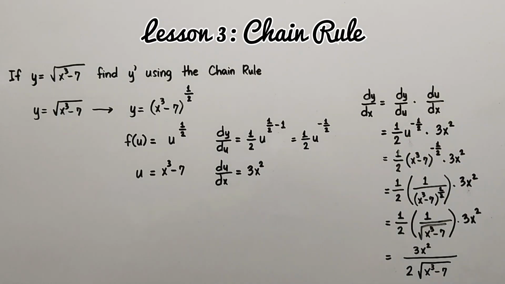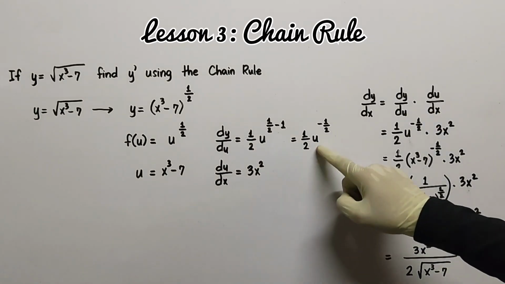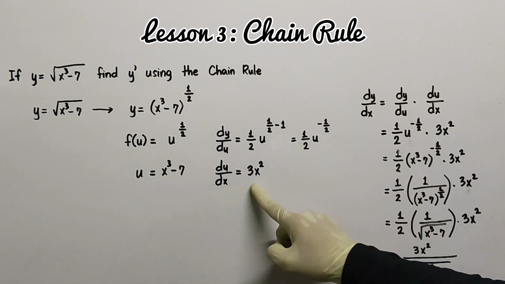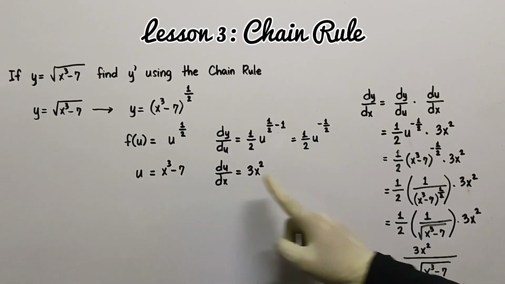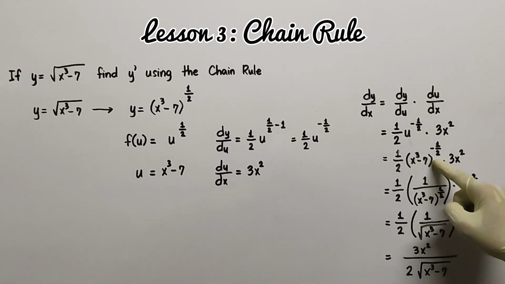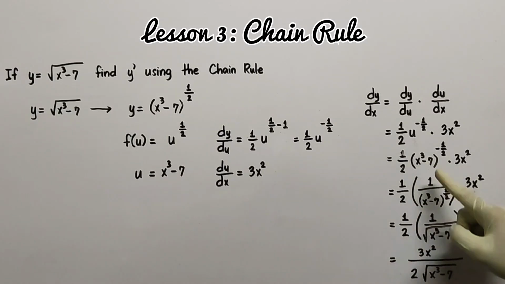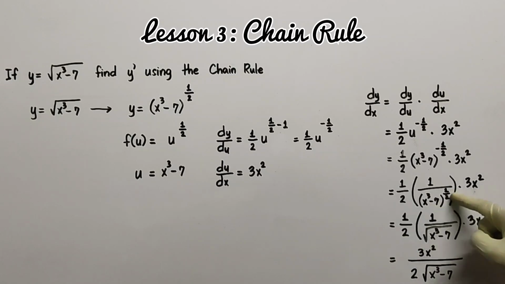Using this formula, we will just apply the substitution. So dy over du is 1/2 u power negative 1/2, this one, times du over dx, which is 3x squared. Substitute u by x cubed minus 7. So we have this power negative 1/2. We will get the reciprocal of x cubed minus 7. So that is 1 over x cubed minus 7, and the exponent now is positive 1/2 times 3x squared.